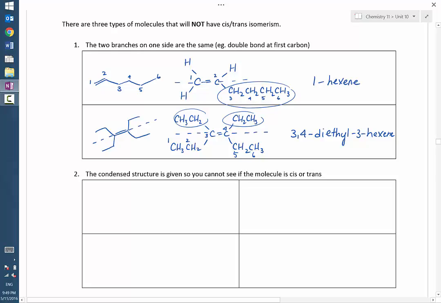For this particular structure, you can count the carbon chain starting from any carbon, because this molecule is perfectly symmetrical. You could start up here and you would still get 3,4-diethyl 3-hexene.